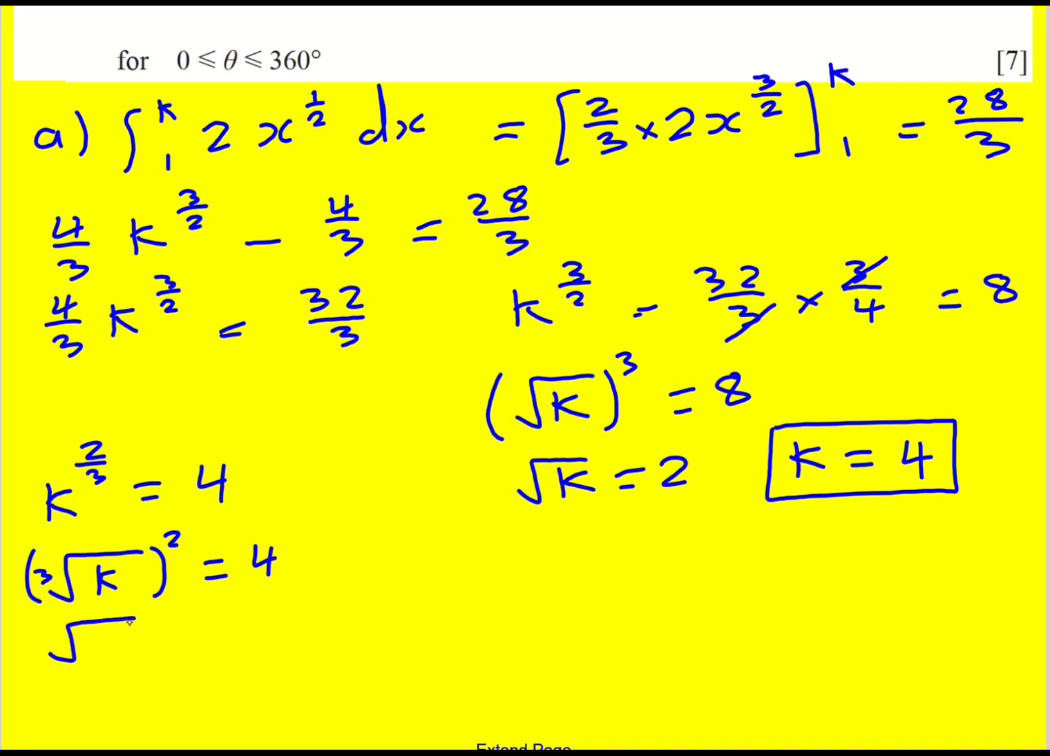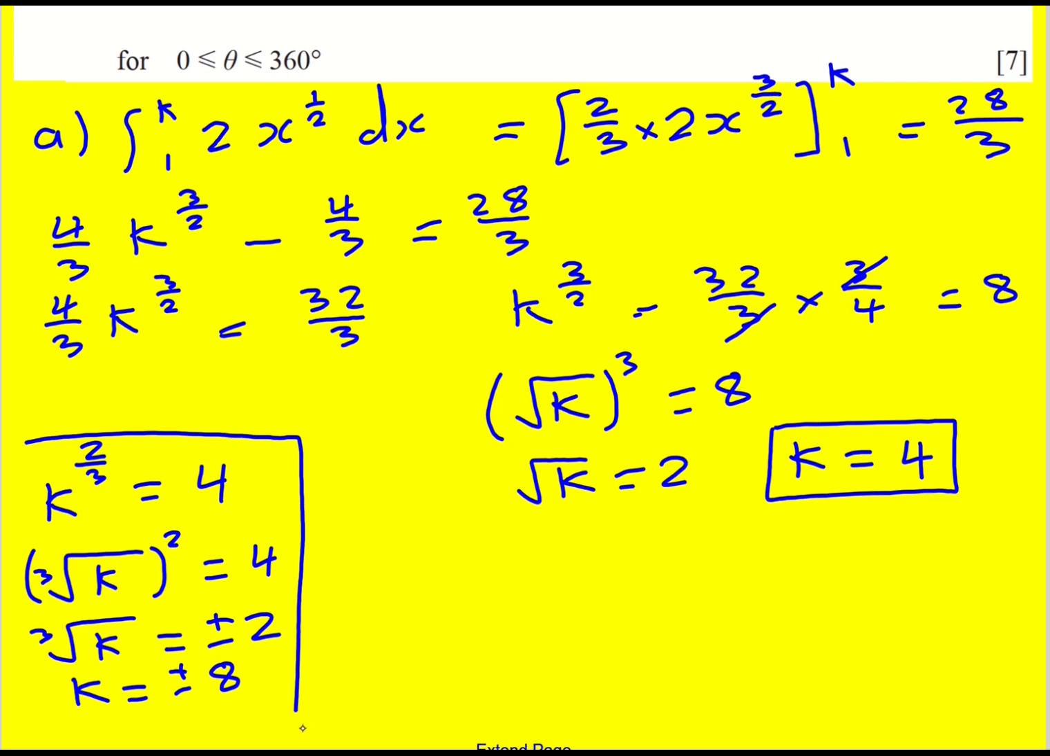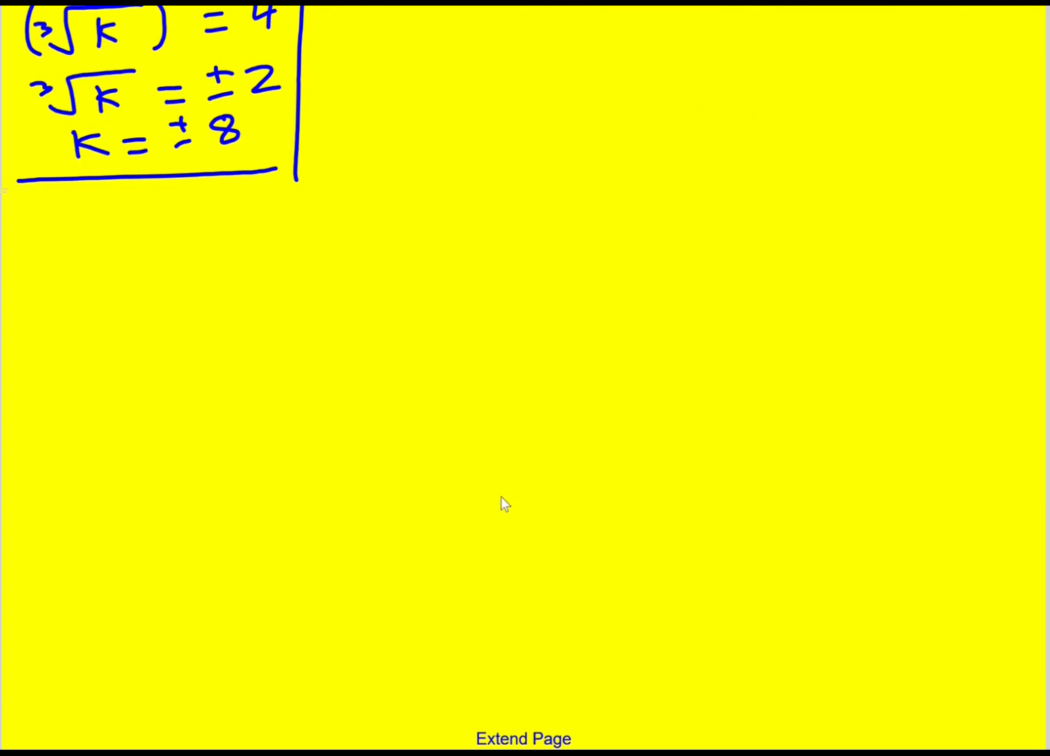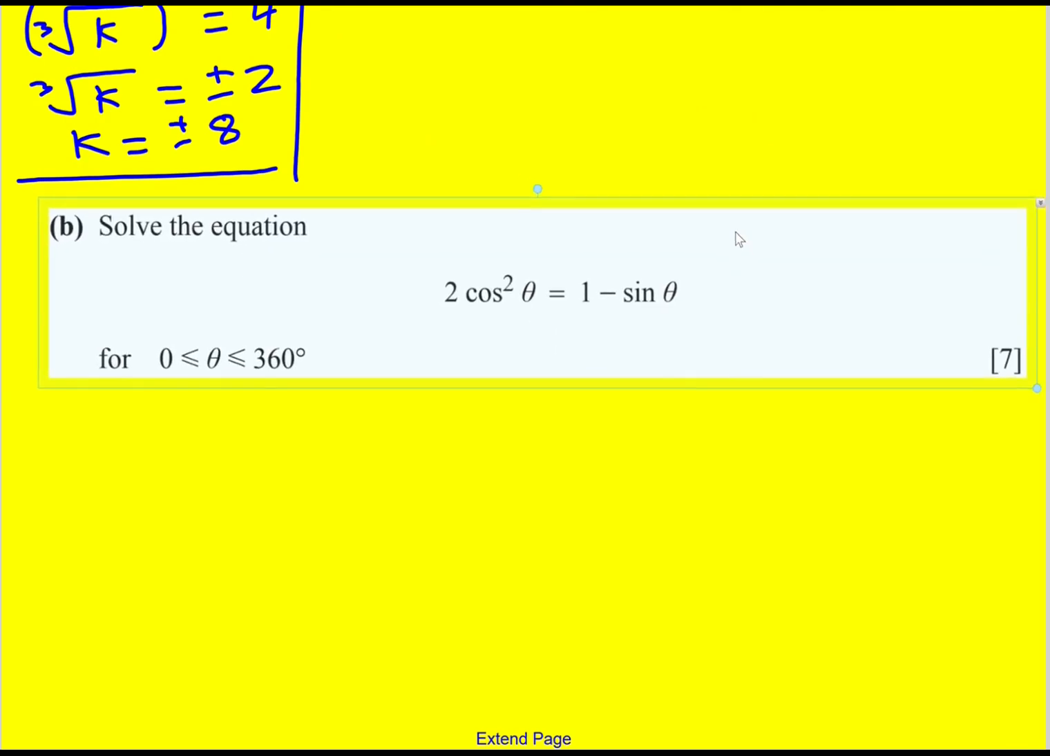And in the process of taking the square root, we would actually get plus or minus 2, and then k would equal plus or minus 8. You could potentially lose that minus solution. So that's why I was saying basically be a little bit more careful, go along these lines here. In the second part of this question, got a trig equation to solve.